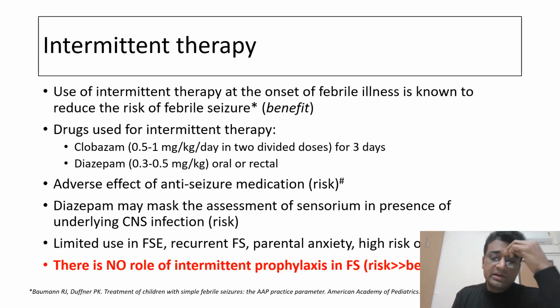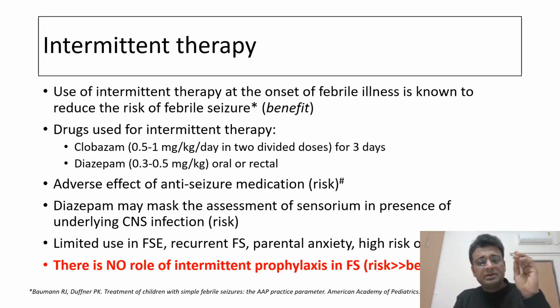The next question that comes is, should I give intermittent therapy or not? Remember that intermittent therapy at the onset of febrile illness is known to reduce the risk of febrile seizure recurrence. What drugs do we use? We usually use clobazam, 0.5 to 1 milligram per kilogram in two divided doses for 3 days. Intermittent therapy basically means that the child develops a fever, I start clobazam on day one, and I continue for the next 3 days.